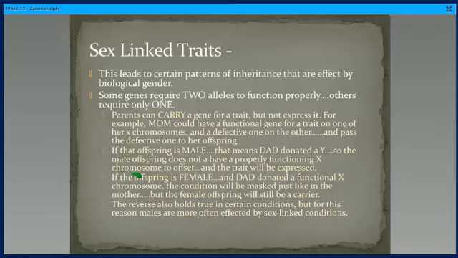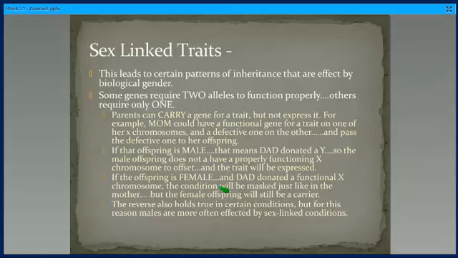If the offspring is female, then that means dad donated a functional X chromosome, assuming he has one. Let's assume that dad has functioning X chromosomes. So if the offspring's female, that means dad donated a functional X chromosome, and it doesn't matter that mom donated the defective one. She has one that works. She's still carrying that defective chromosome, could pass it on to her offspring again, but for her, she's got the one functional X chromosome from dad, so she's good. But she's still a carrier.